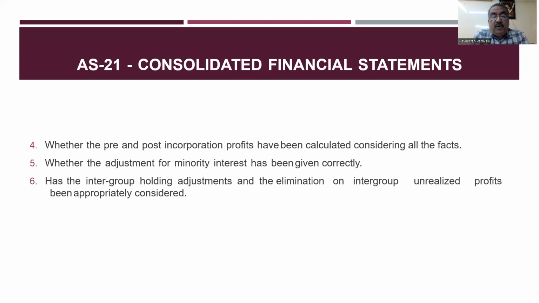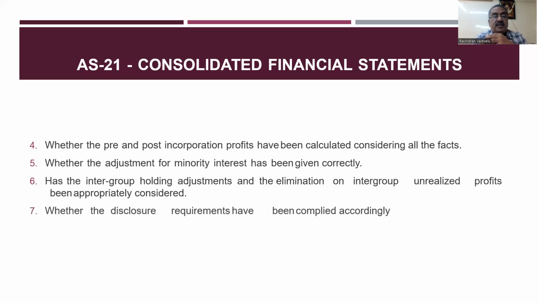Whether the intergroup holding adjustments and elimination of intergroup unrealized profits have been appropriately considered. That means you have to eliminate the unrealized profits among the intergroup holdings. Whether the disclosure requirements have been complied with accordingly. So that means all the disclosures in the consolidated statement should be as per AS 21. It is nothing but you have to consider the associate, subsidiary, and joint venture units along with the main unit, and whether you have to consider them or not. If you are considering them, it is okay. If you are not considering them, then you have to give the reasons.